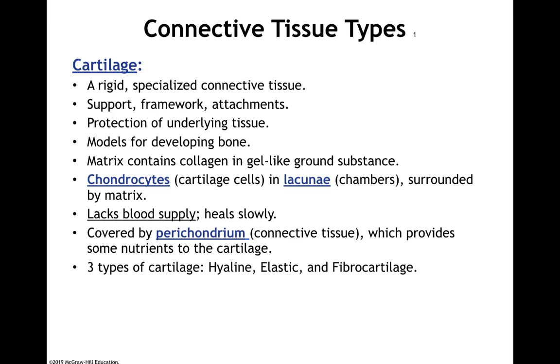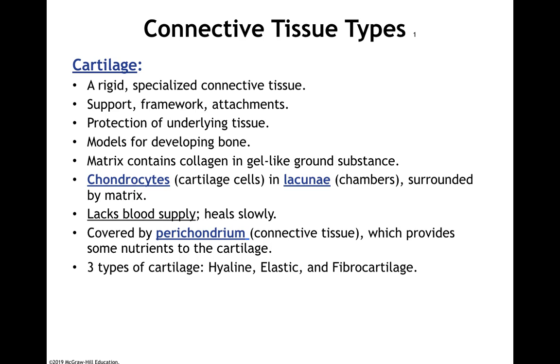The specialized types would include cartilage, which is a rigid specialized connective tissue that provides support and framework for attachments, and also protects underlying tissues around it. It serves as a model for developing bone, which we'll see when we talk about the skeletal system. Its matrix has collagen, and it's in a gel-like ground substance. Cells themselves are called chondrocytes, and they live in small chambers within cartilage called lacunae, which literally means little lake.